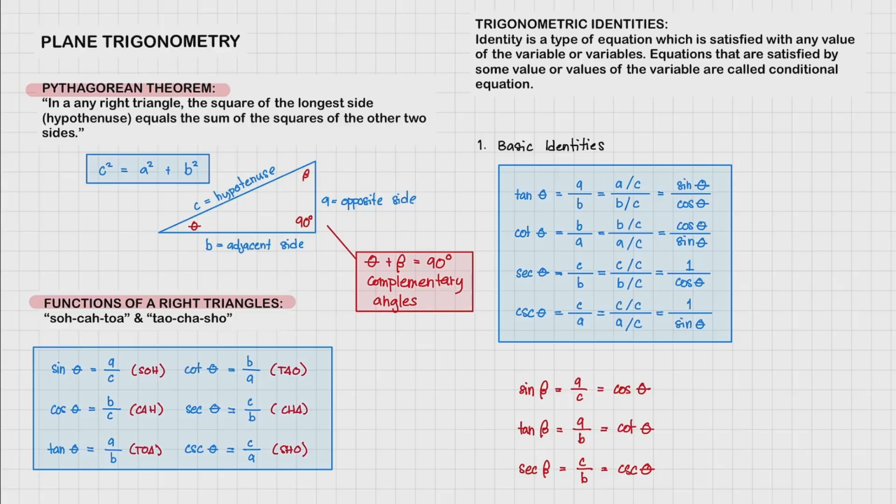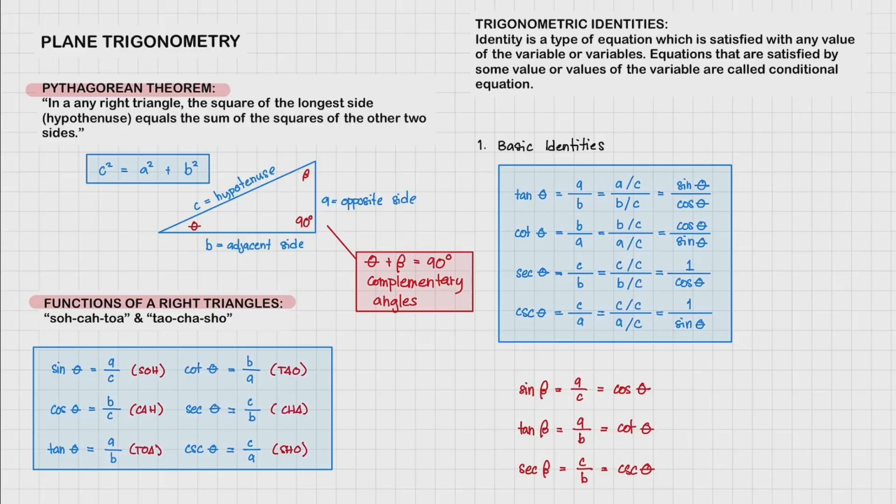So, what is the definition of identity? An identity is a type of equation which is satisfied by any value of the variable or variables, while equations that are satisfied by only some value or values of the variable are called conditional equations. An example of a conditional equation is x squared minus 4 is equal to 0. Why? Because it is only true if x is equal to plus or minus 2.